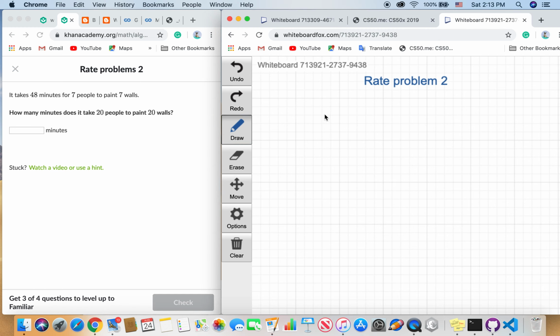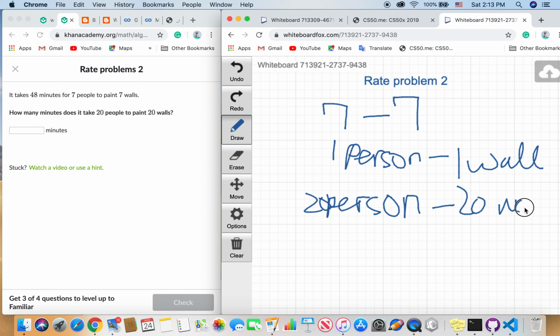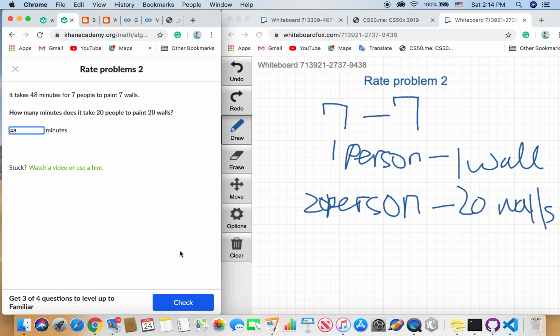7 people paint 7 walls, right? So one person can paint 1 wall. And we know the rate of their working speed is the same. So if I have 20 people, how many walls can I paint in 48 minutes? Yes, 20 walls. So we can correspond each person to each wall, which just gives us the answer of 48 minutes.